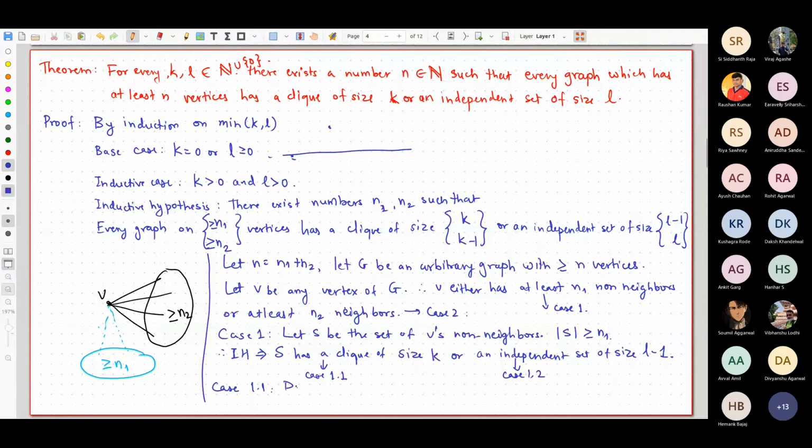We are actually done, because we have found a clique. Every clique in this subgraph is a clique in the original graph. And in case 1.2, we add V to the independent set. Then finish off case 2 analogously. Okay, any questions?